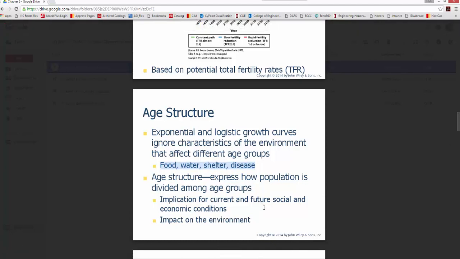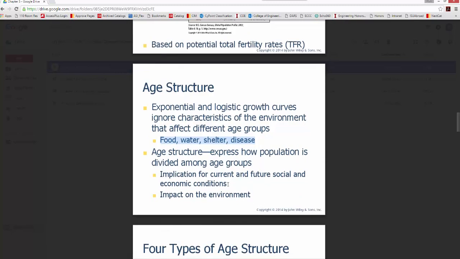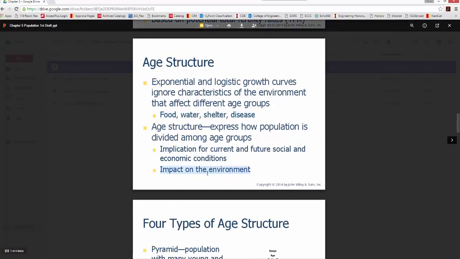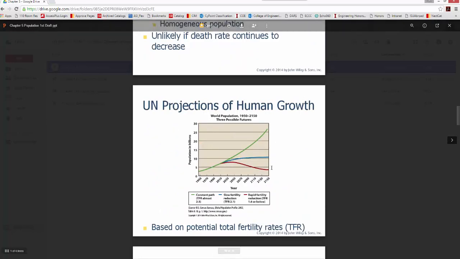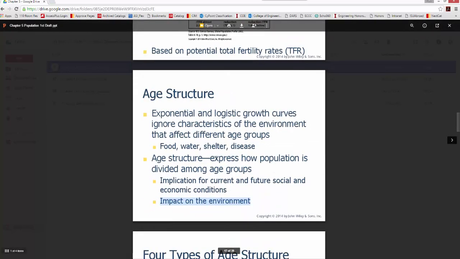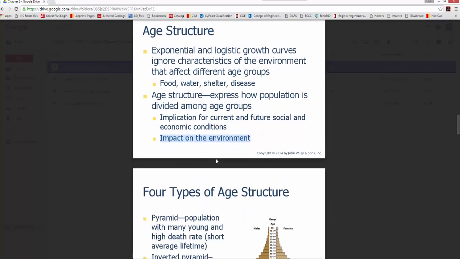Age structure actually shows us how things are divided among age groups. And this can give us an idea about not only current social and economic conditions, but what will happen in the future. And this will be more clear once I actually show you the graphs here. And the age structure can show the impact on the environment. So this is an incomplete part of the puzzle. But if we look at this along with age structure, it gets us closer to a true estimation of world population.